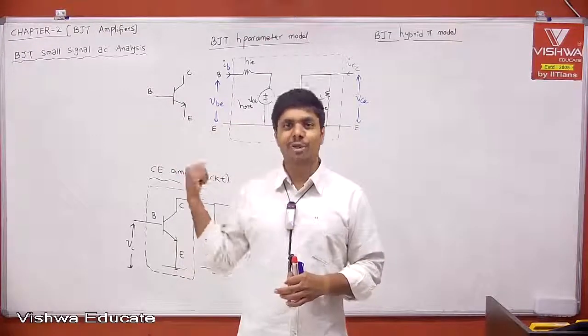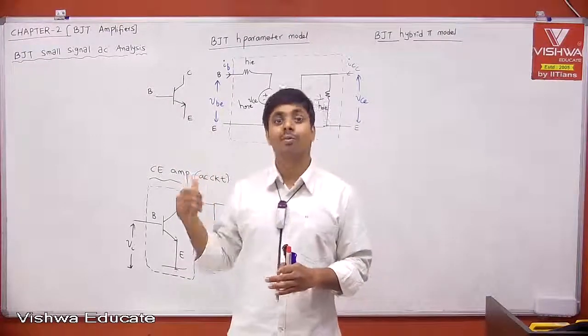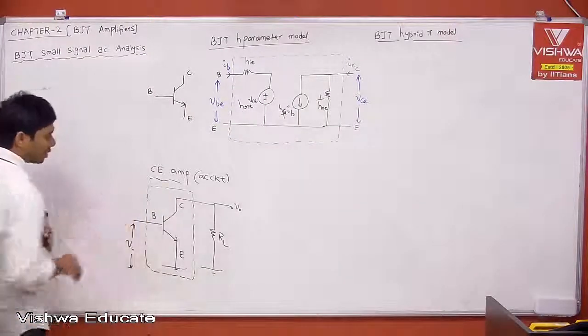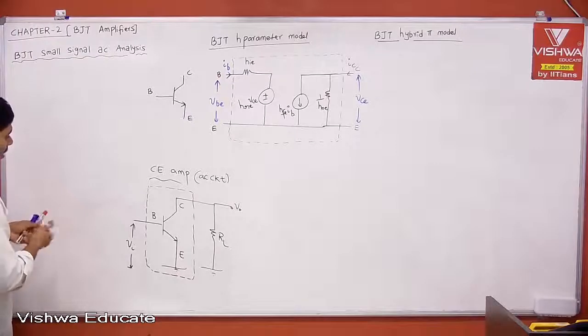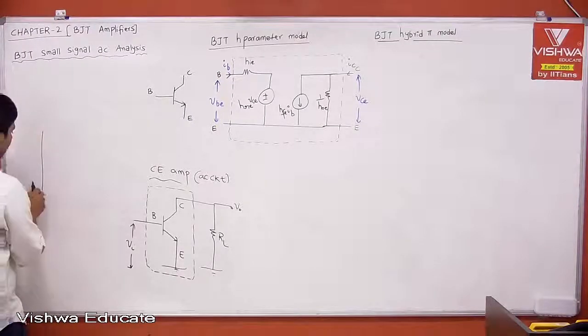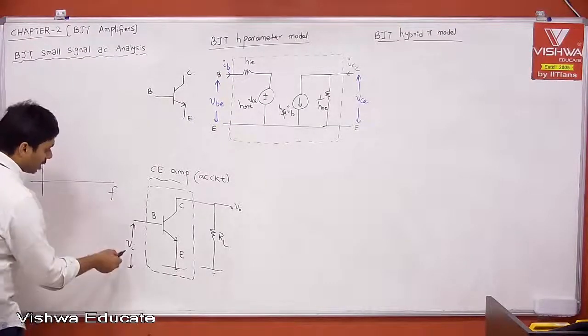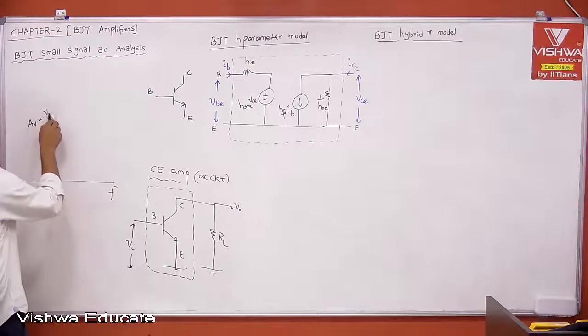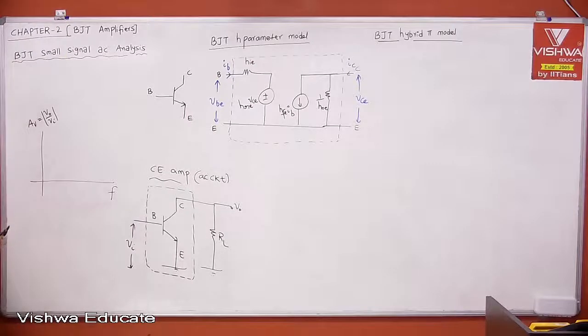Then this will come into picture. That is the reason I'm explaining. What will come into picture? The limitation will come into picture. What do you mean by frequency response analysis? Let us say my x-axis is the frequency of the input signal, whatever I'm giving here, and I want to know V0 by Vi, that is nothing but voltage gain. AV is equal to V0 by Vi, only magnitude I'm taking.